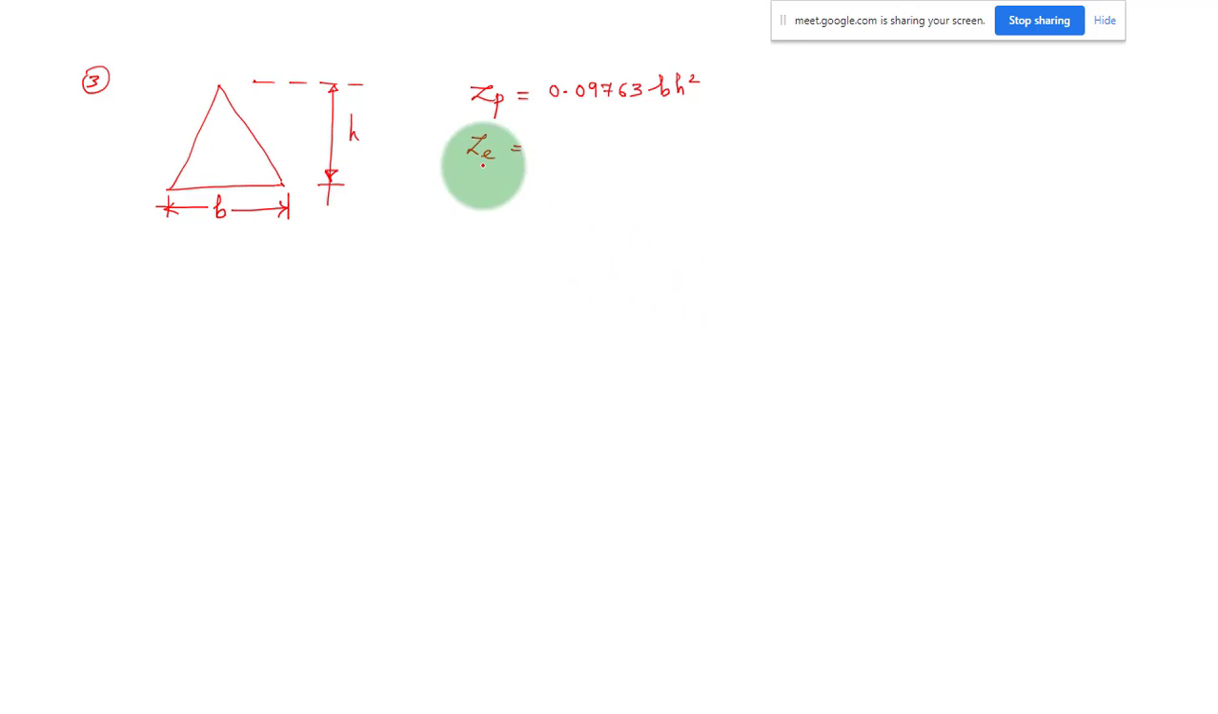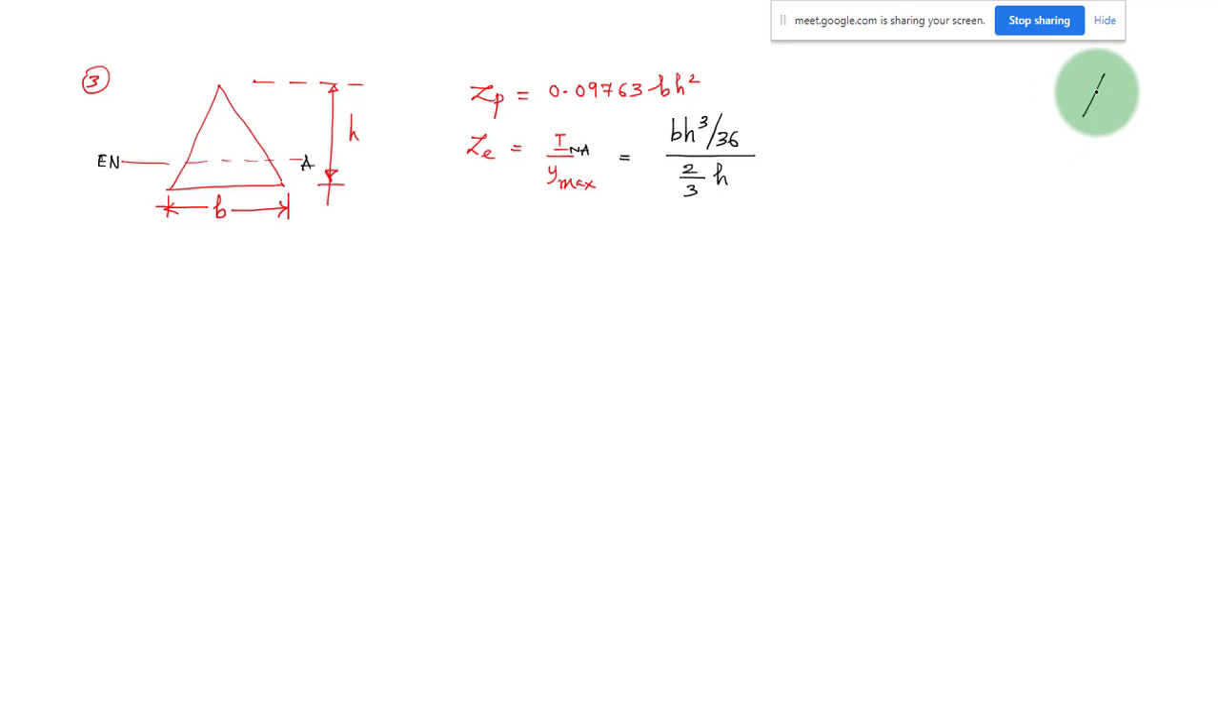And what is the elastic section modulus for the triangular section? I will have the elastic neutral axis here. So it is I by y max. And what is the moment of inertia about the neutral axis for a triangular section? It is b h cubed by 36, divided by y max, which is 2h by 3.